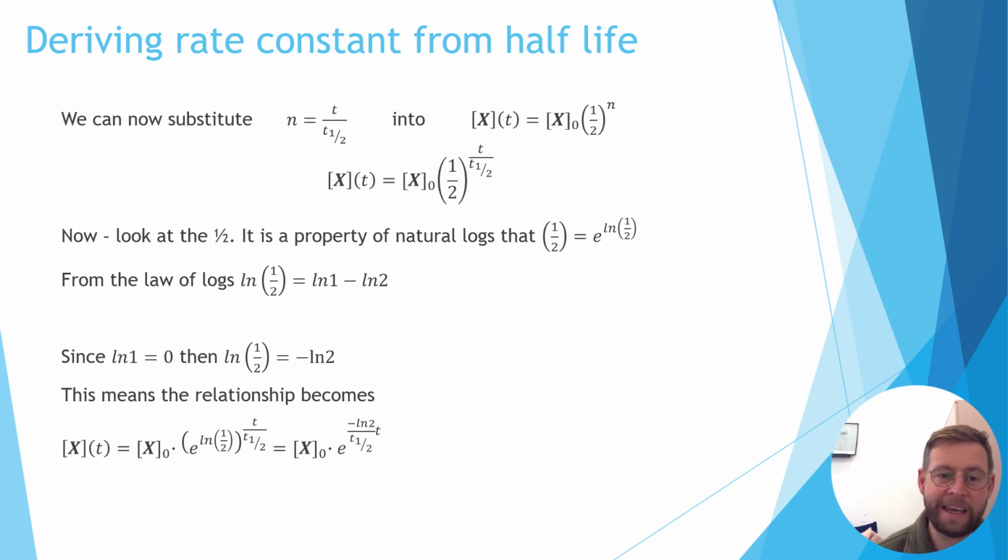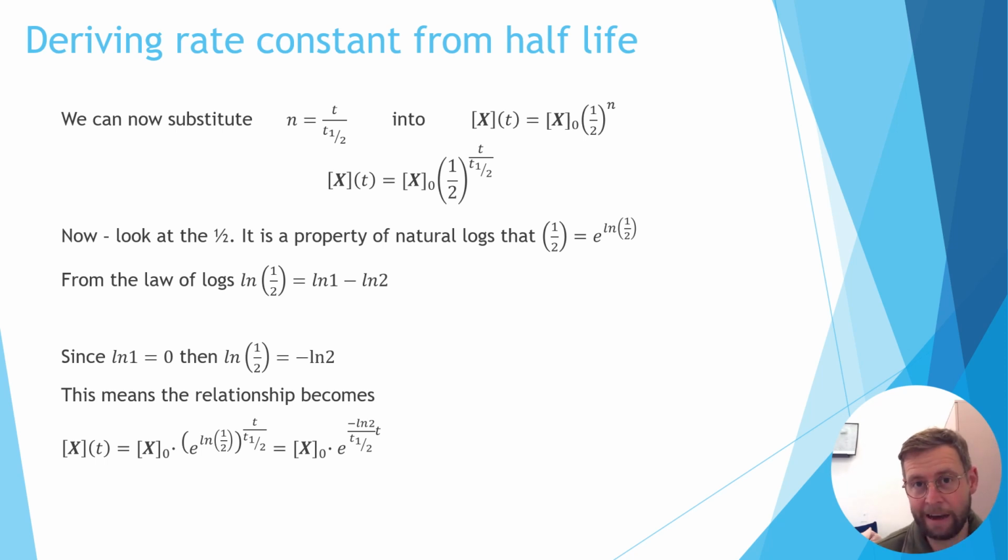And that means that in the middle of our formula, we're going to have e to the minus ln2, all to the power of what n was equal to, which was t over t1/2. Now, when we sort out all those indices, it means that the concentration of x at time t is equal to the original concentration multiplied by e to the power of minus ln2 over the half-life multiplied by whatever time it is right now.